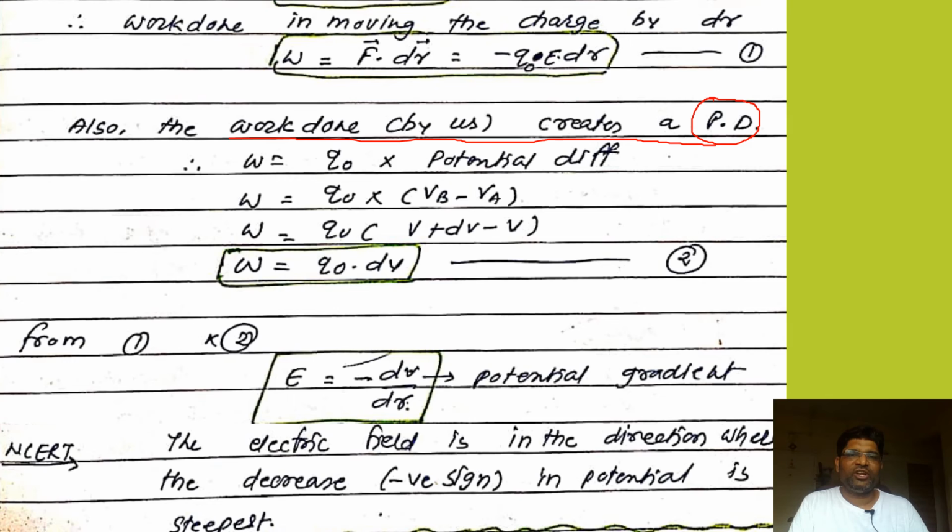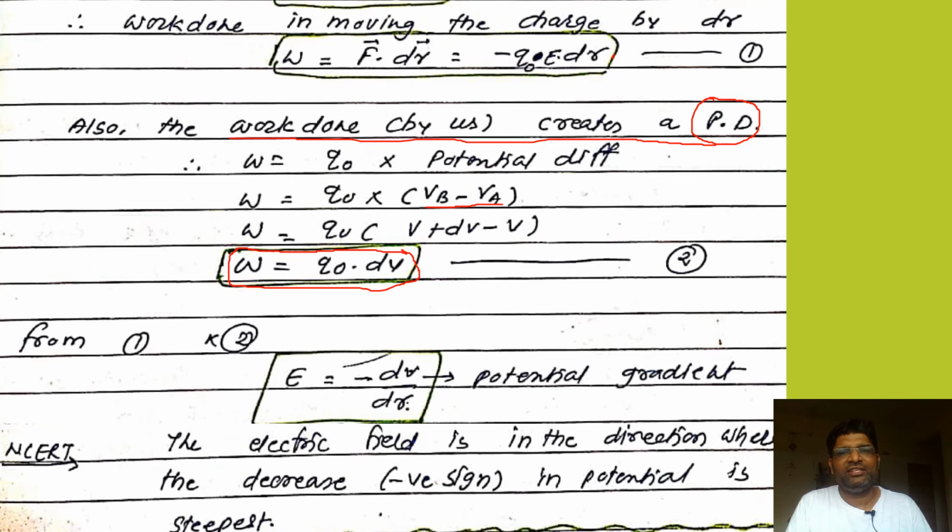So from the definition of potential, V is equal to W by Q. We make W the subject, so it's Q0 into V. That is the potential difference. So potential difference is equal to VB minus VA. If you substitute the values, you will have just dV in here. So W is equal to Q0 into dV. So that is another equation of the work done. One is the work done here, that is minus Q0E dot dr, and another is here, W is equal to Q0 into dV, that is in terms of the potential difference. Here, in terms of the force and displacement.